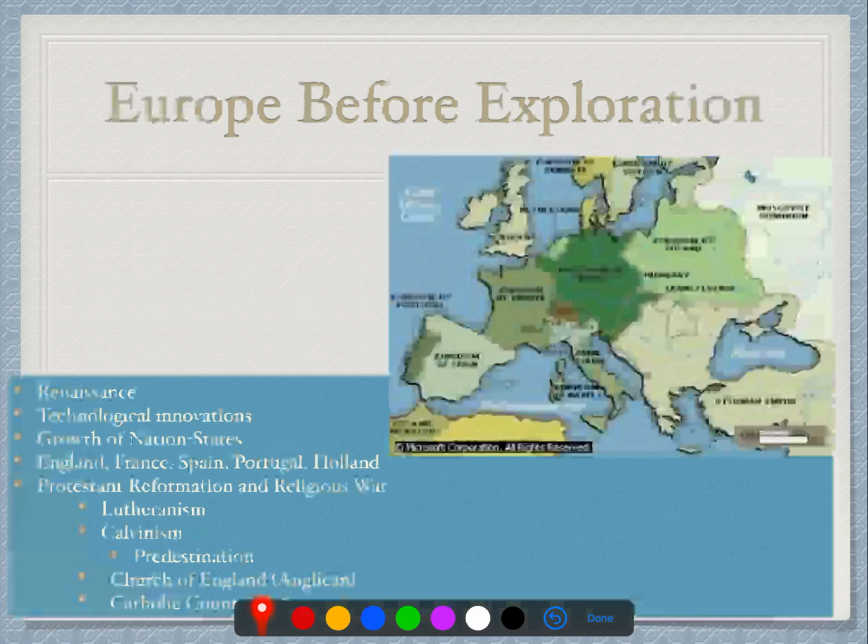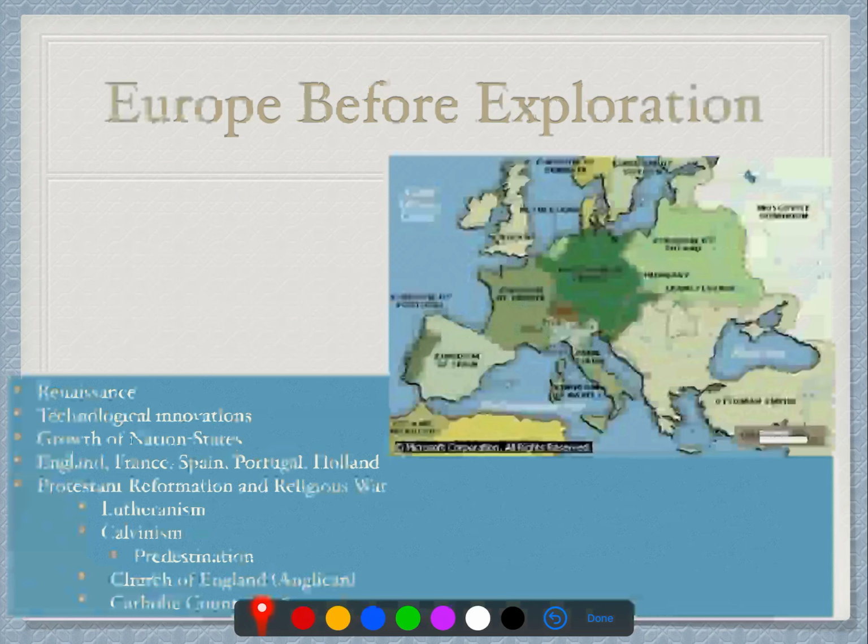So we want to think about the importance of pride of place as we talk about exploration, because each country wants to be able to say, we did this, we accomplished this, right? Look what we have done. So the growth of the nation state is very important. You have England, France, Spain, Portugal, Holland. All of these nations are going to be vying for supremacy.